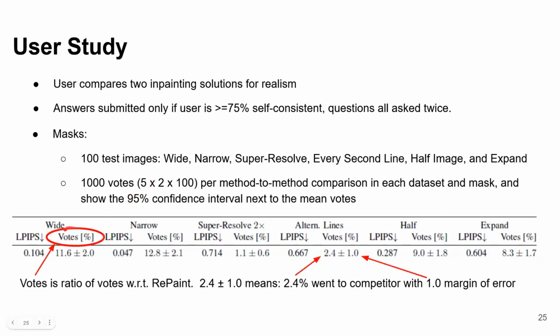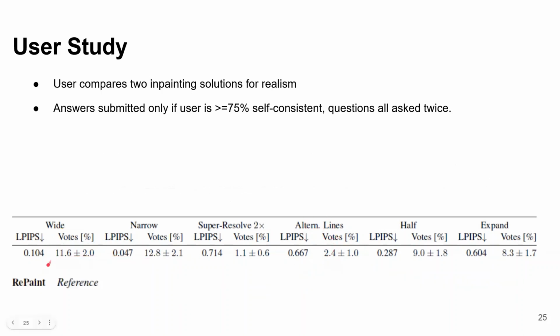And you'll see the votes here in this portion of the table, and it's given as a ratio of votes with respect to RePaint. So for example, here, you have 2.4% that went to the competitor, with a 1% margin of error. So you take this 2.4% and subtract it from 100. That basically means that the competitor received 2.4% of the user votes, whereas RePaint received the other 97.6% of the votes. So in that case, RePaint definitely won. And you'll see RePaint, like I said, listed as a reference at the bottom of the table. So if you compare it here, that's going to be 11.6% went to the competitor, and the remaining votes and percentage went to RePaint.